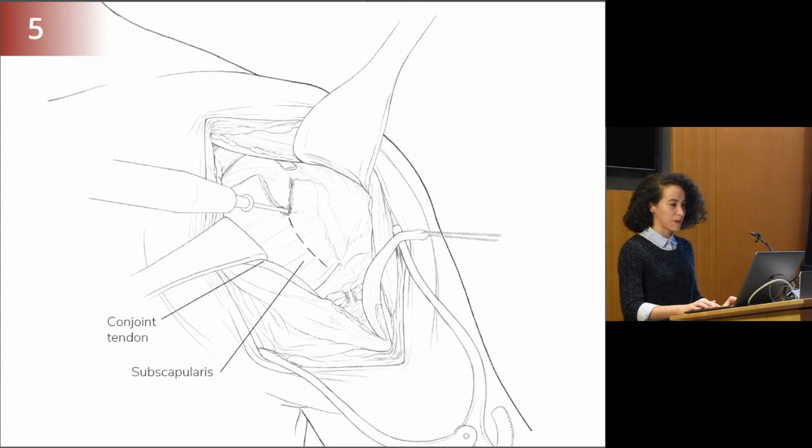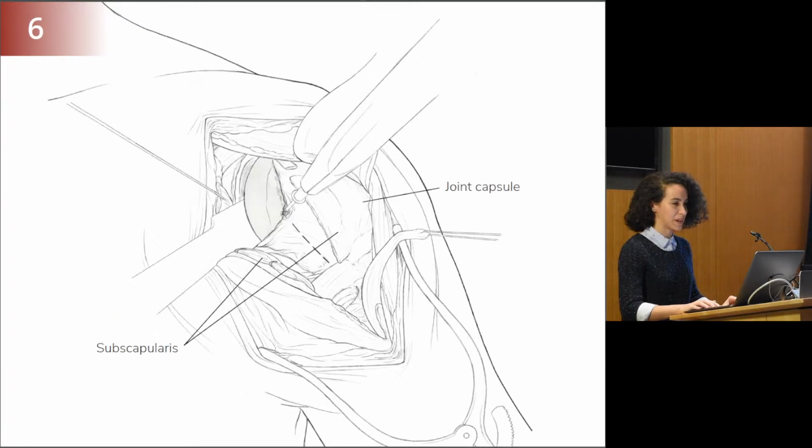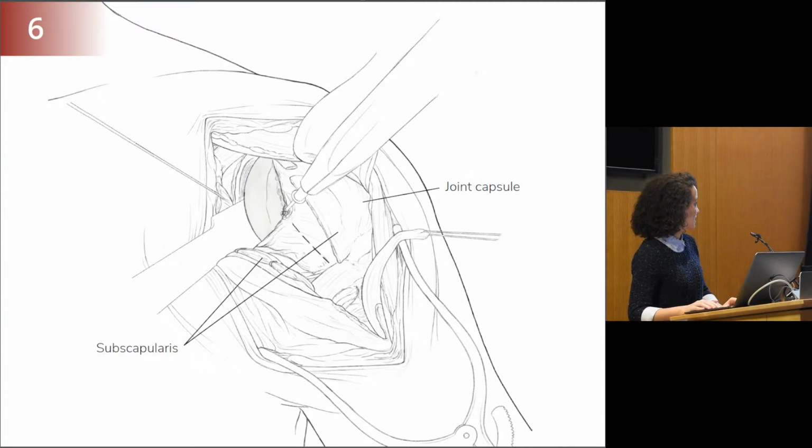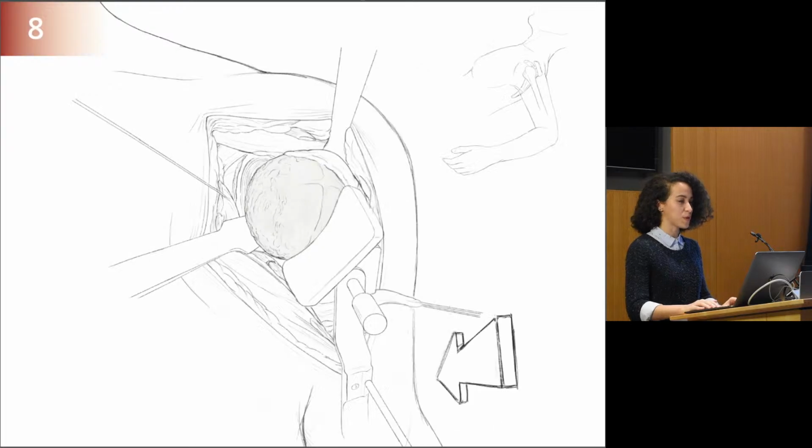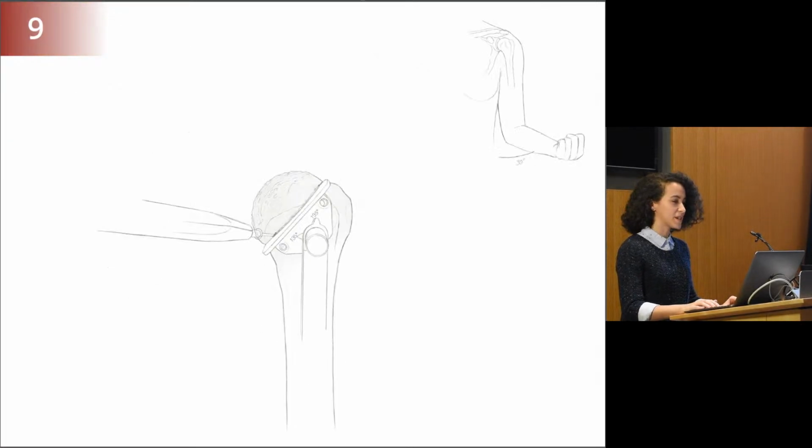And the subscapularis is then released. A capsulotomy is performed, and now we have reached the glenohumeral joint. This step was done together with the subscapularis release in the operating room, but I chose to depict it separately with the subscapularis tagged for clarity's sake. The humeral head is then dislocated, and the arm maneuvered for placement of an extramedullary guide. The cut is marked out and made with the arm in 30 degrees of retroversion.